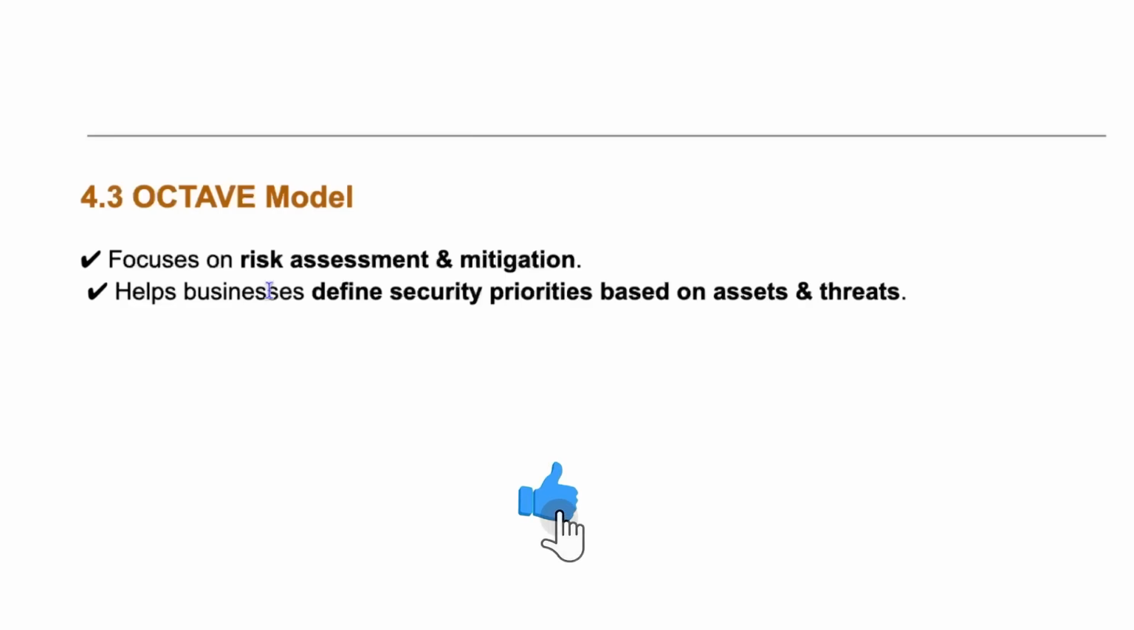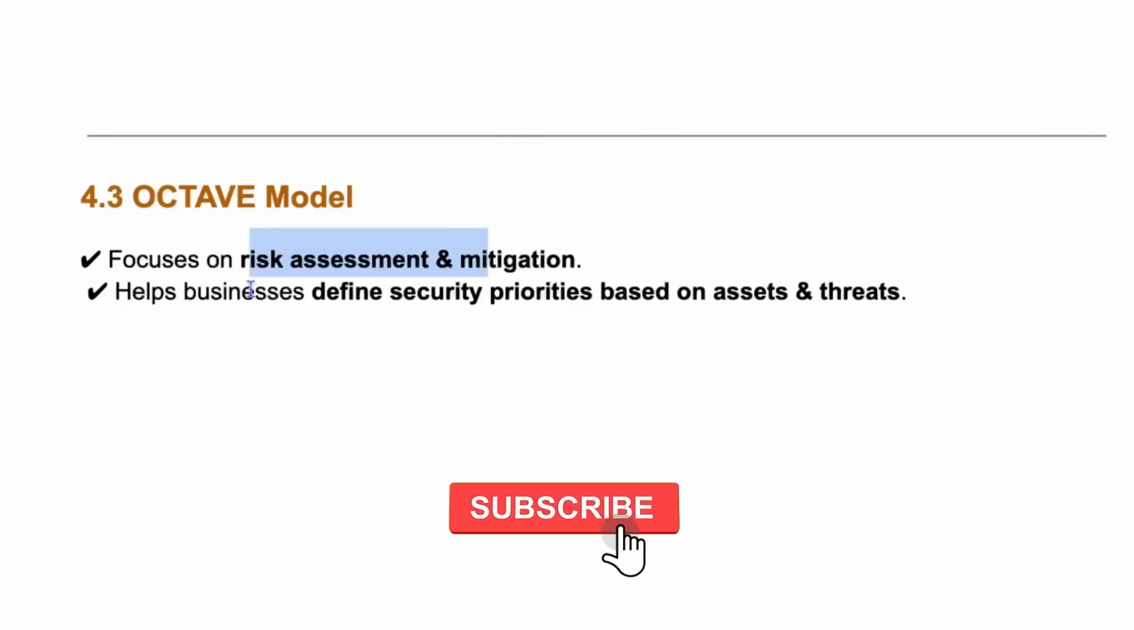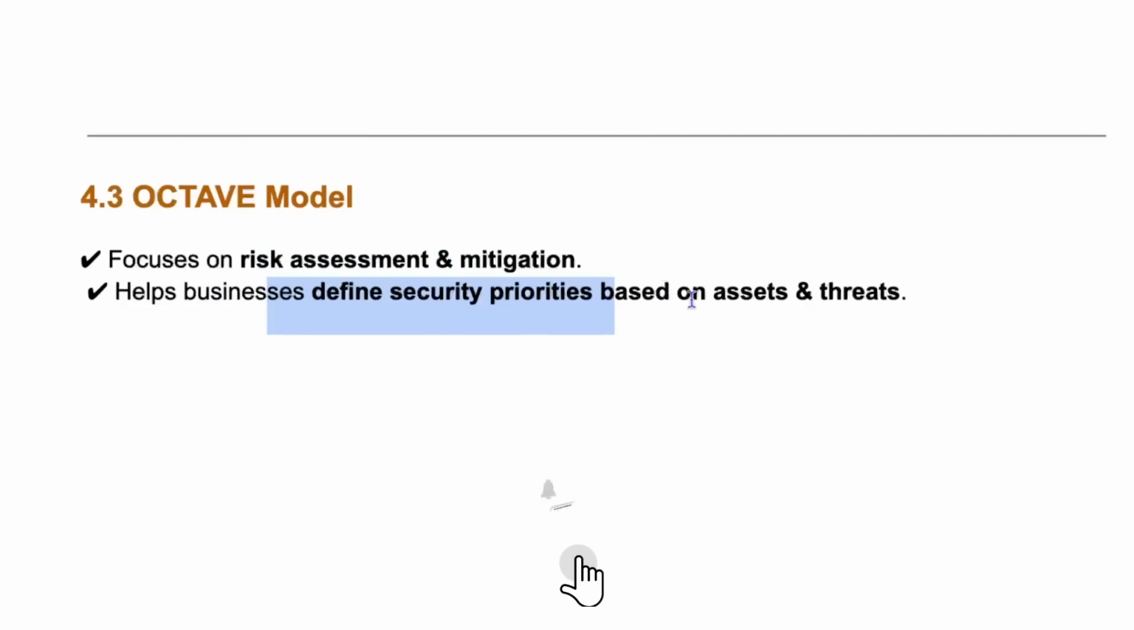And then we have the OCTAVE model that focuses on risk assessments and mitigation and helps businesses define security priorities based on assets and threats. And we did an exercise in the incident response portion of SOC Level 2 recently. I think by the time that you see this video, there's probably going to be many other videos on SOC Level 2 that are going to come out, but you can just go ahead and find it. It's inside of the incident response series of videos for SOC Level 2, and you'll see incident response inside the titles.